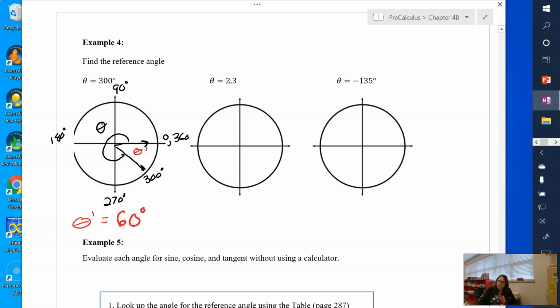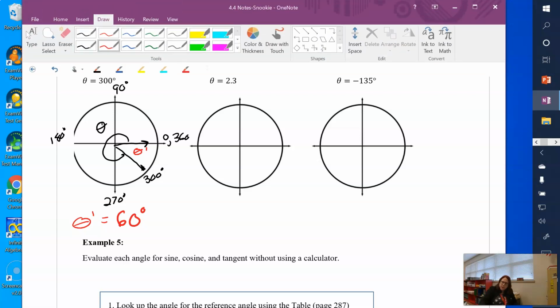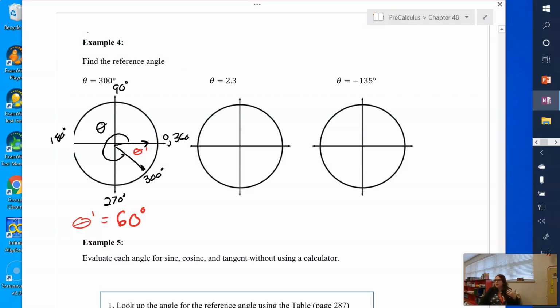Okay. The next one we're going to do is theta equals 2.3. Now in the book, if it does not give you degrees, then what you have here is radians. Okay, so starting here at 0, and then up here we have pi over 2, which is 1.57. Over here is pi, 3.14. And then 3 pi over 2, so 3 times 1.57, and that's 4.71. And then over here we have 0, or 2 pi, 6.28.